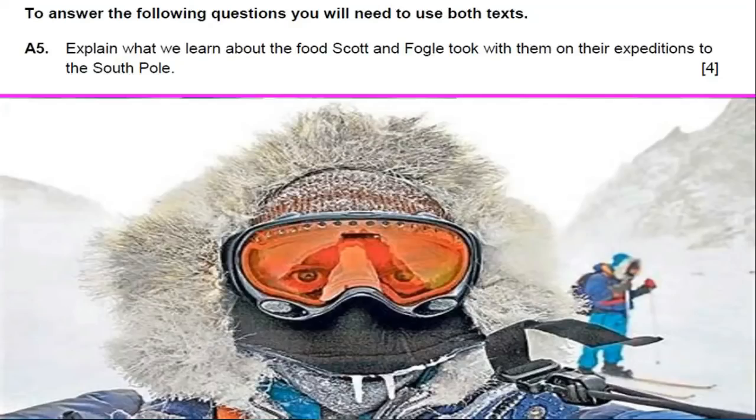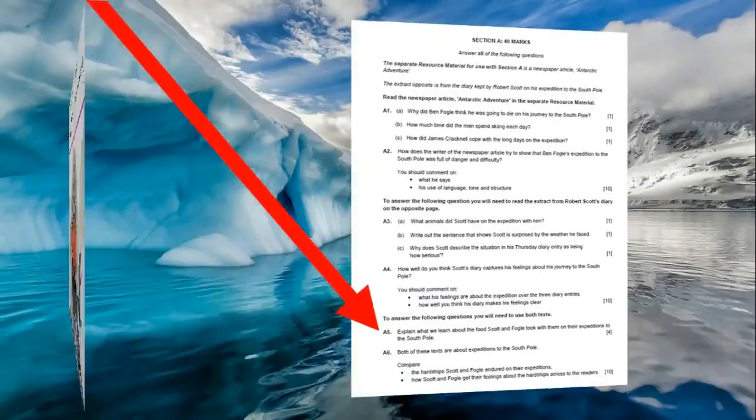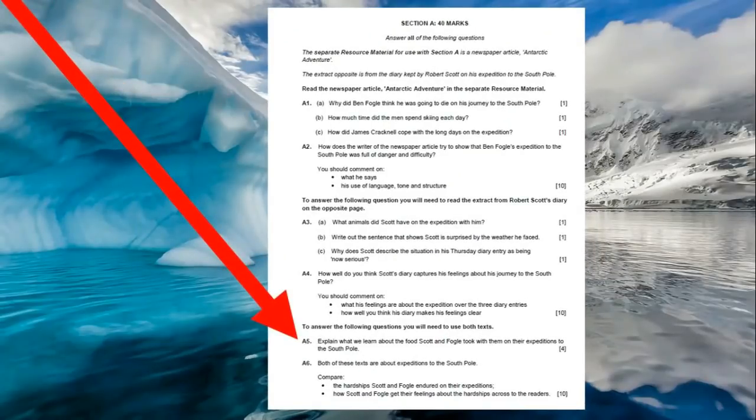Hi, welcome to this video on question 5 of the EDUQAS GCSE English Language paper 2. This is looking at the first comparison question. There are 2 comparisons in the exam. This is question 5, and this is: explain what we learned about the food Scott and Fogle took with them on their expeditions to the South Pole. It's the last but one, penultimate question in the exam. This is the first of 2 comparison questions where you'll be looking at both texts in the exam.